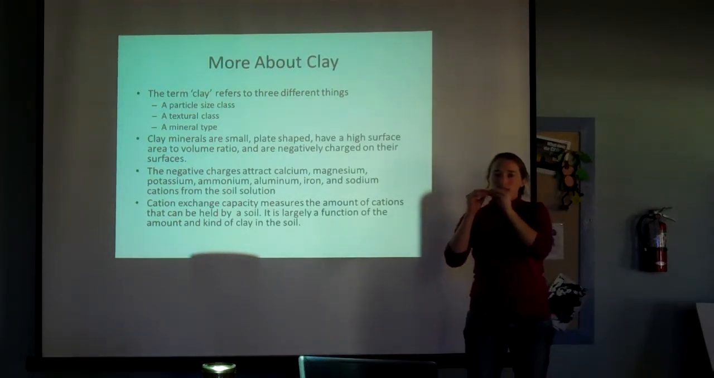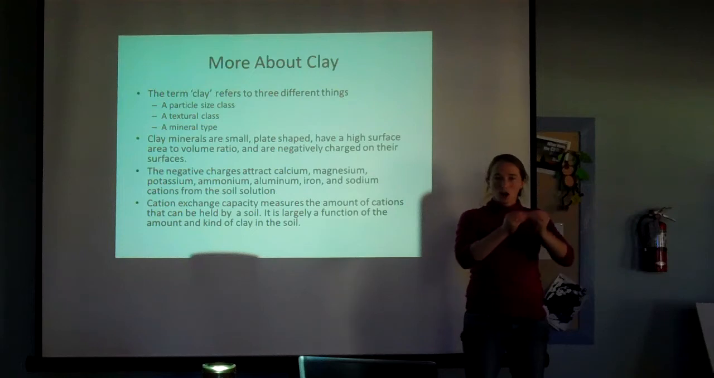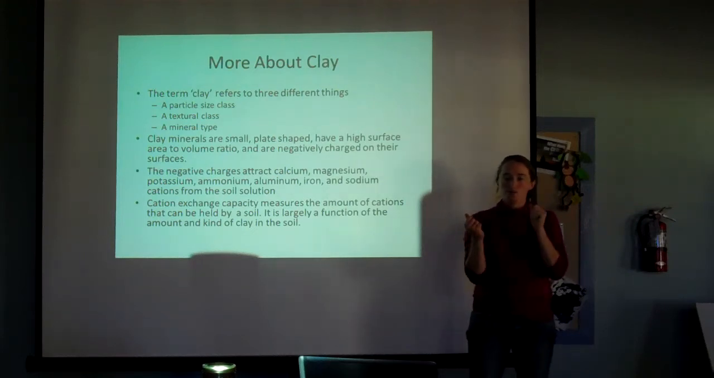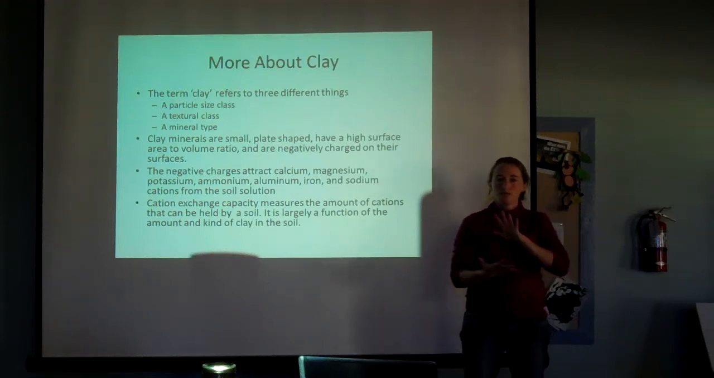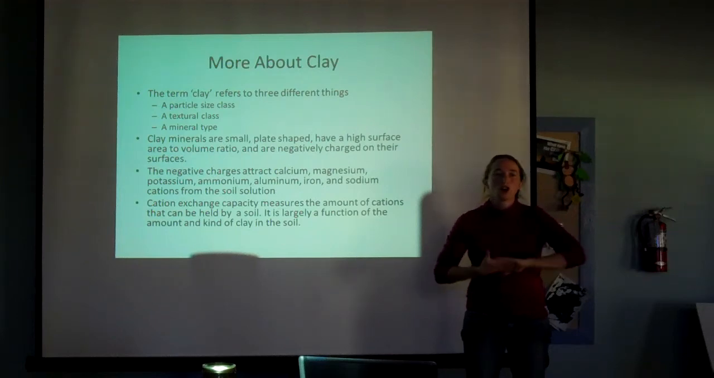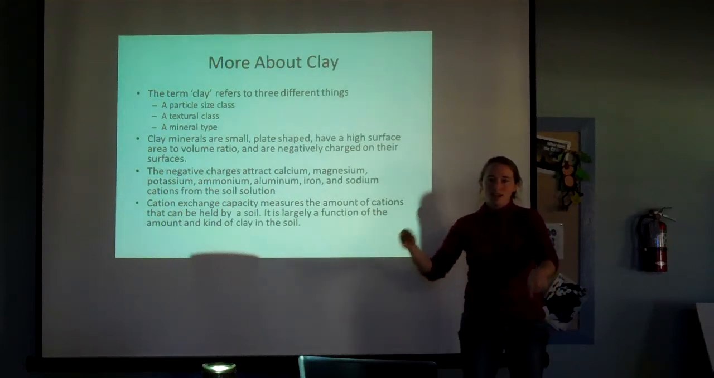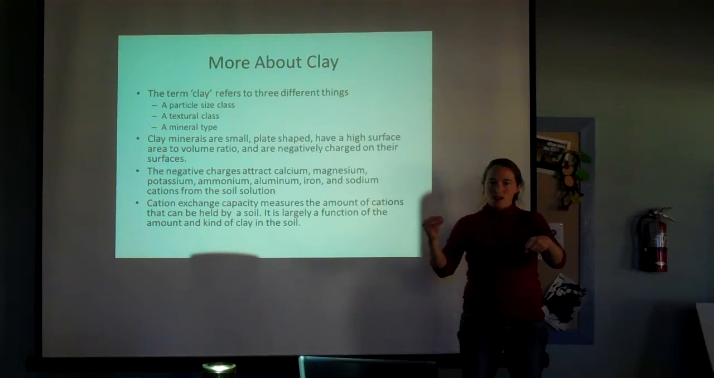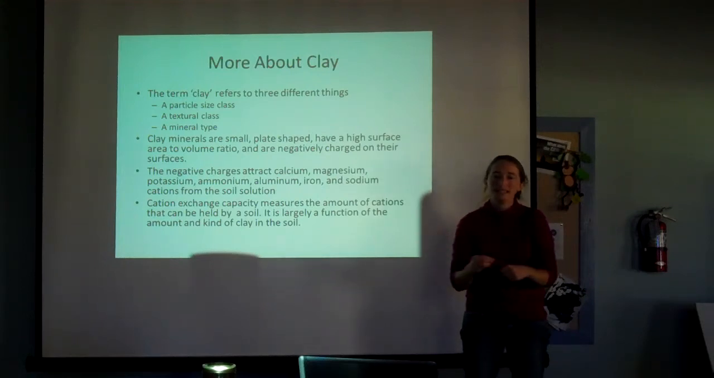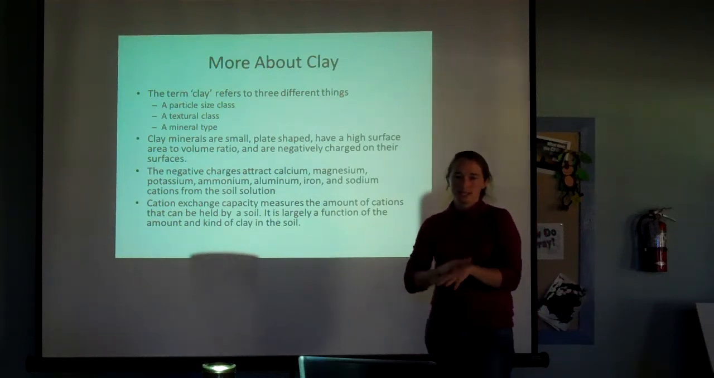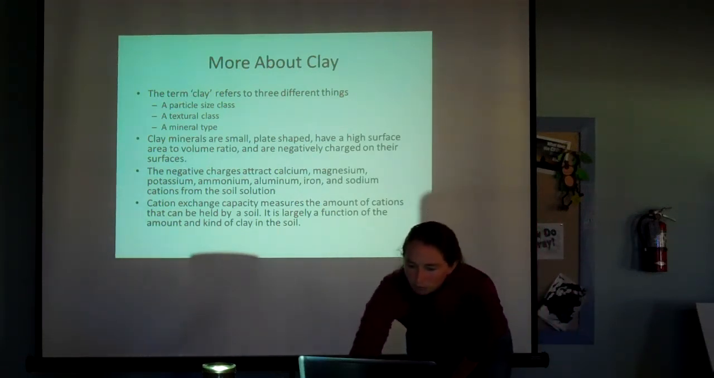And it's also a mineral type. The particles that tend to be the smallest are a special type of mineral that forms in the soil, clay minerals. They're small, they're plate-shaped, they have a high surface area to volume ratio, and they're negatively charged on their surfaces, which means that they hold cations. Stuff like calcium and ammonia and magnesium stick to them, okay? Important plant nutrients stick to them.